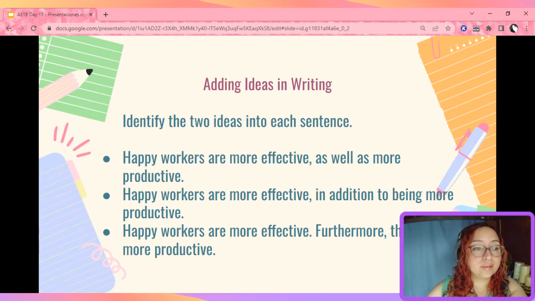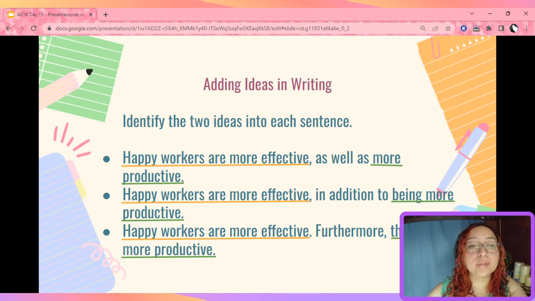Okay, so you should have found that happy workers are more effective is idea number 1 and more productive is idea number 2. In the second sentence, happy workers are more effective is again idea number 1. Being more productive is idea number 2. And in the last one, they were in 2 different sentences. Again, we had happy workers are more effective and they are more productive, the 2 ideas. Now, if you notice, we are using some words to connect them: as well as, in addition to and furthermore. Let's take a look at how they work.